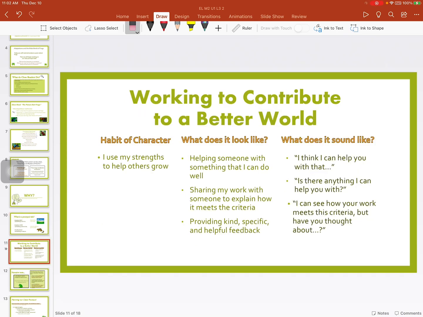Working to contribute to a better world. Habit of character: I use my strengths to help others grow. What does it look like? Helping someone with something that I can do well. Sharing my work with someone to explain how it meets the criteria. Providing kind, specific, and helpful feedback. What does it sound like? I think I can help you with that. Is there anything I can help you with? I can see how your work meets this criteria, but have you thought about?